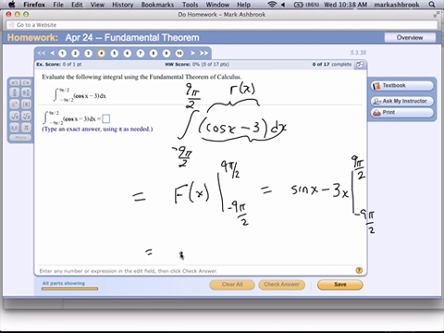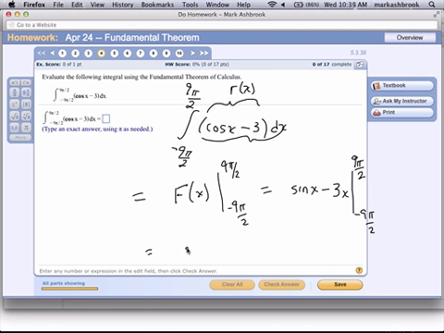Alright, well, you can just do addition of functions. It's one function being cosine x, the other one being negative 3. You just find the antiderivatives of cos x and negative 3, which is sine x and negative 3x.